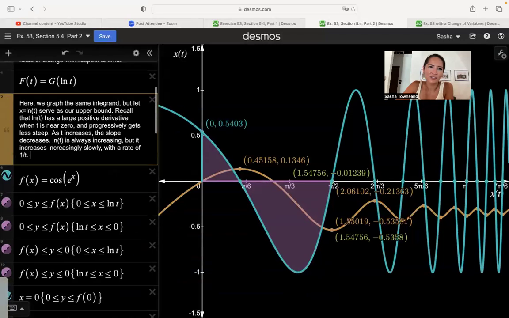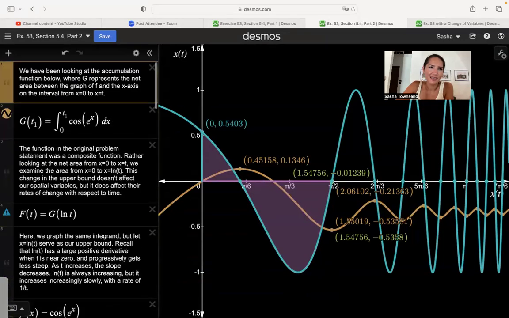I think we've successfully looked at that integral for f and discussed the integrand as the rate of change of that net area under the curve with respect to time. And then if we replace that upper bound with a natural log of t instead of a t, we see that rate of change, well, anyway, we've already talked about it.